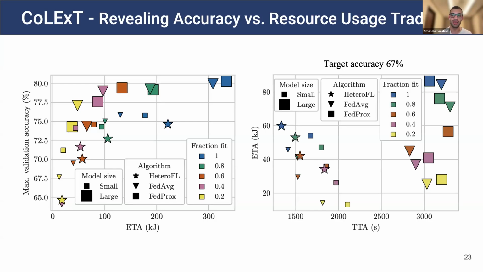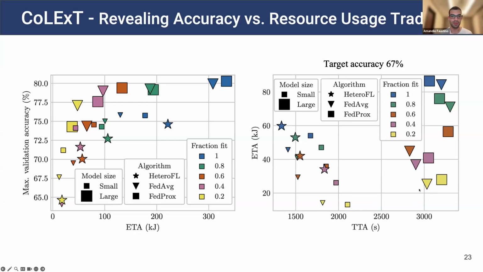Another valuable exploration or another possible use case for this is if we're evaluating these different algorithms in terms of the resources that they need not to reach their maximum validation accuracy, but to reach a target accuracy. And here we also see potentially expected but interesting trade-offs where if we look at these yellow shapes here, it's when we use the least amount of client participation per round. And this results in a higher time to accuracy, but because we're using few clients, actually the energy required is the lowest of the configurations.